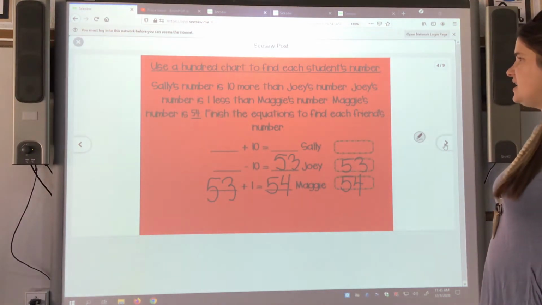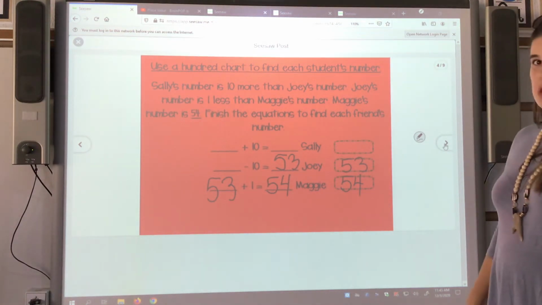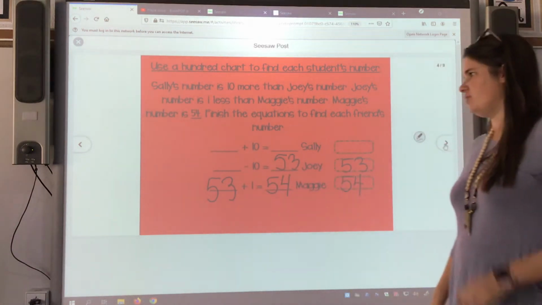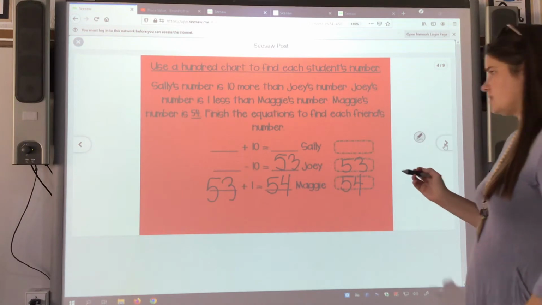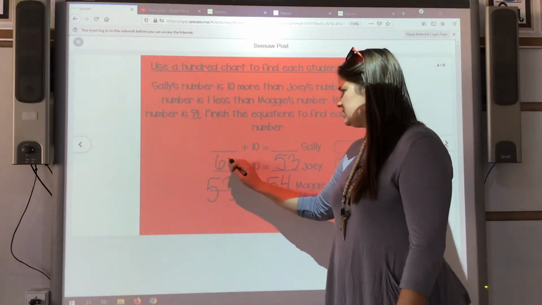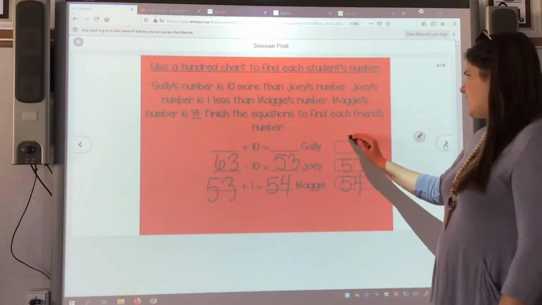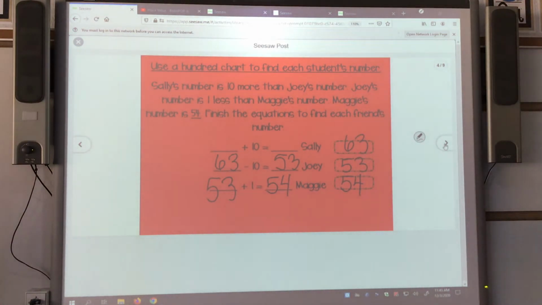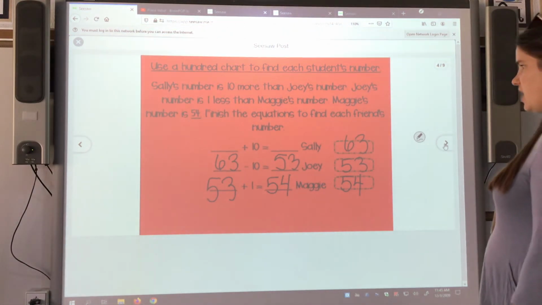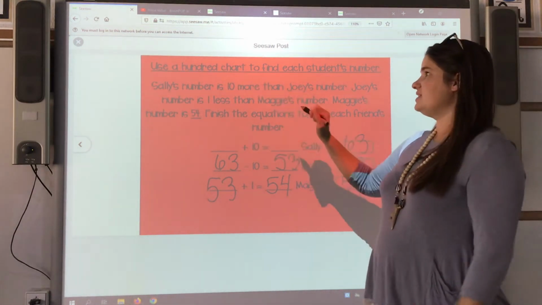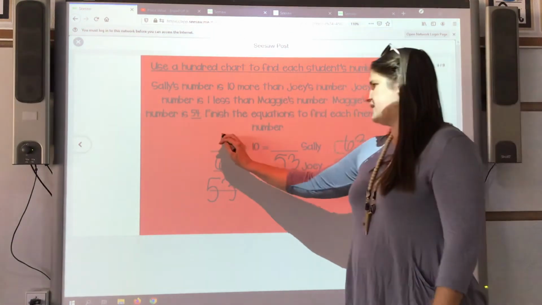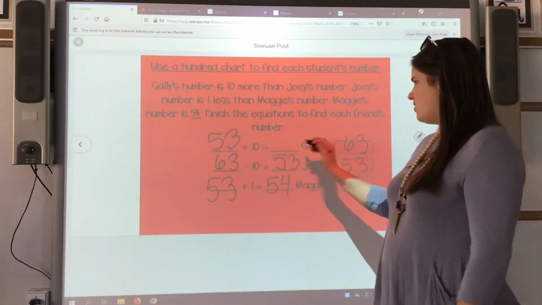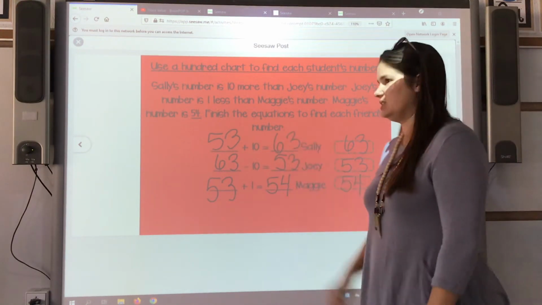Sally's number is 10 more than Joey's number. So blank minus 10 equals 53. So that would be 63. So Sally's number is 63. So we know that since Sally's number is 10 more than Joey's number, I need to write Joey's number, which is 53. 53 plus 10 is going to give me Sally's number, which is 63.